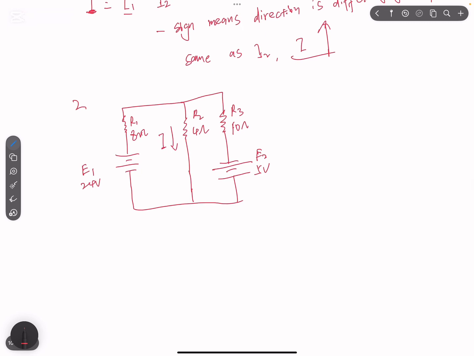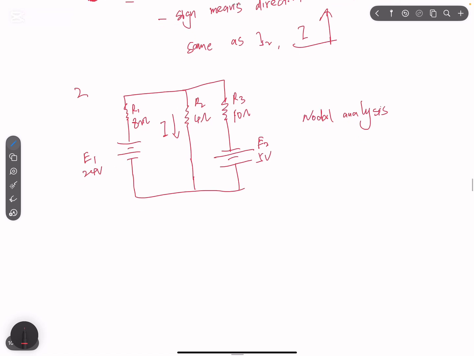So we need to do the nodal analysis for this circuit in order to find the current I. For the nodal analysis, we need to convert the voltage source to a current source.